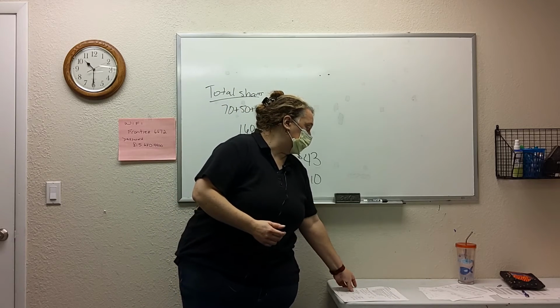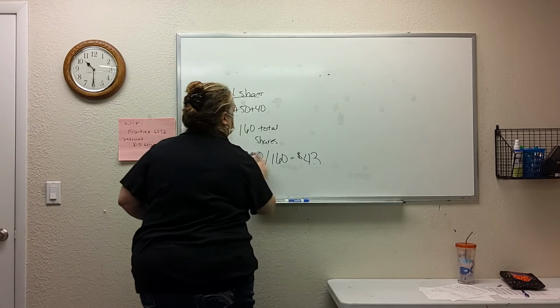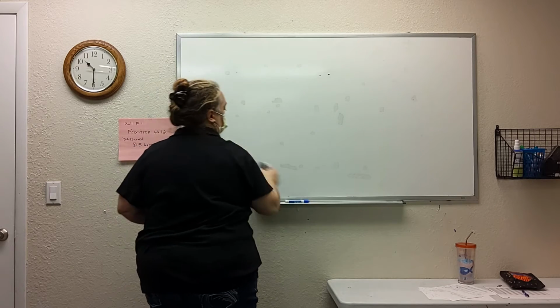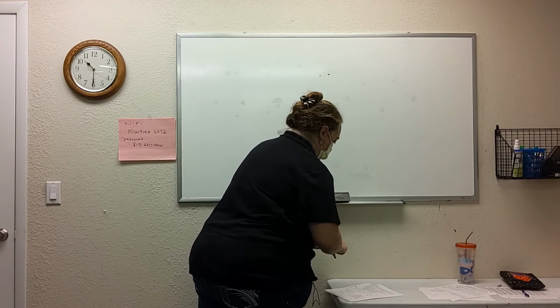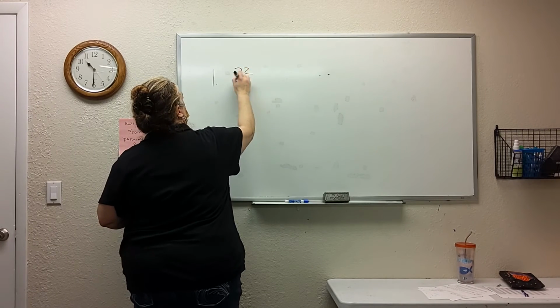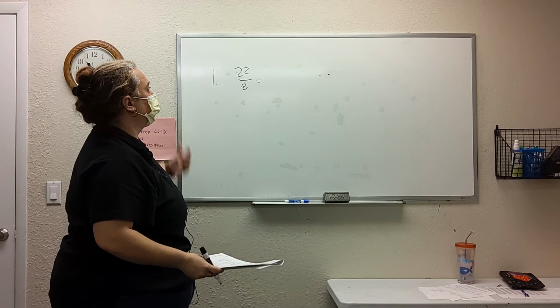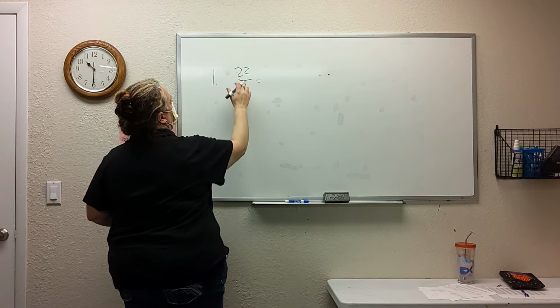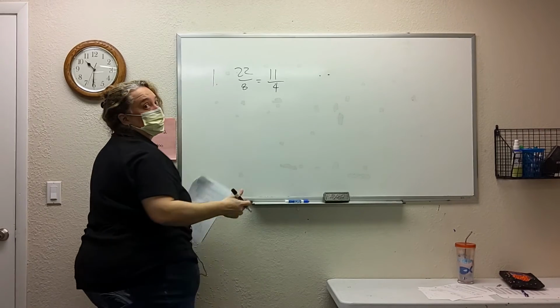All right, let's run some brain exercises real quick. Number 1, reduce 22 over 8. Reduce just means divide top and bottom. The only number that goes into 22 and 8 is 2, so divide top and bottom by 2. 22 divided by 2 is 11. 8 divided by 2 is 4. Done. Nothing goes into 11 and 4.